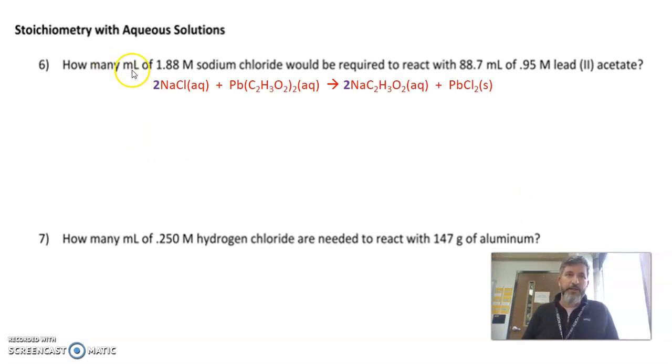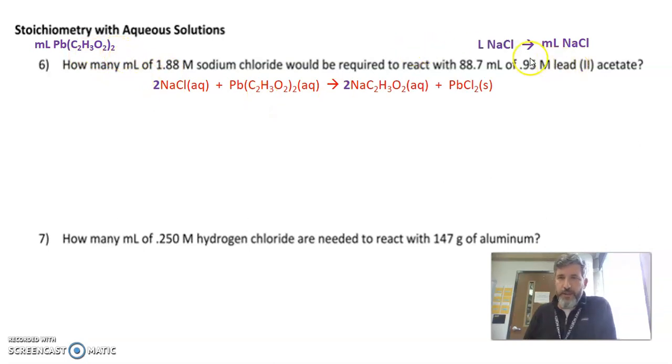So the question is asking you how many milliliters of this molarity of sodium chloride would be needed to react with 88.7 milliliters of this molarity, this other aqueous solution of lead 2 acetate. So we want to know how much of this stuff we're using, but not in grams, in milliliters. So in planning our problem, that's where we're ending. And then we're starting with our volume of our lead 2 acetate. So the question is, how do we get there?